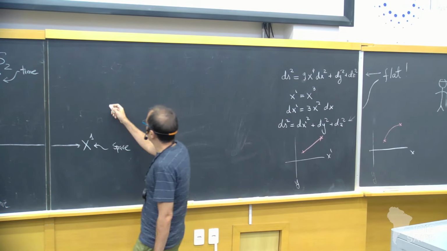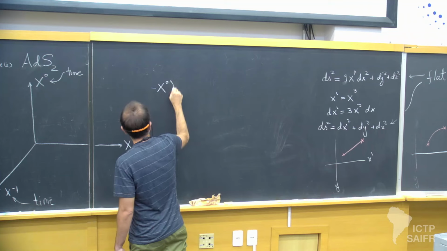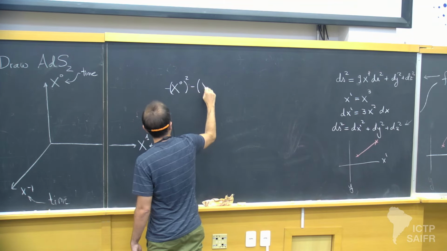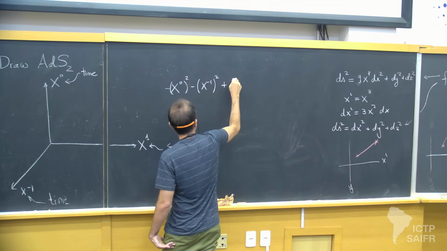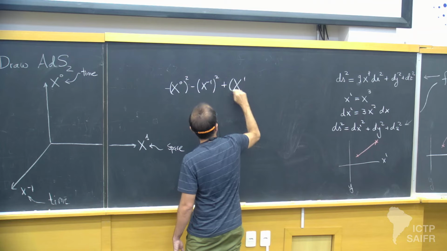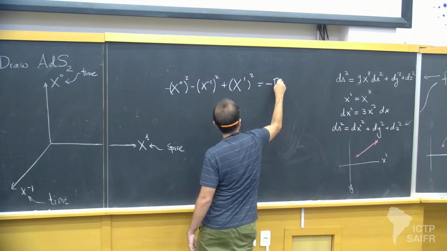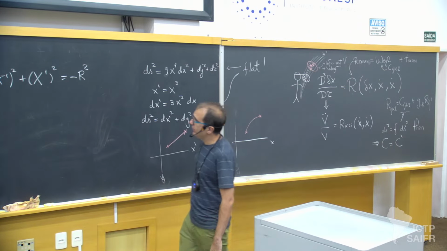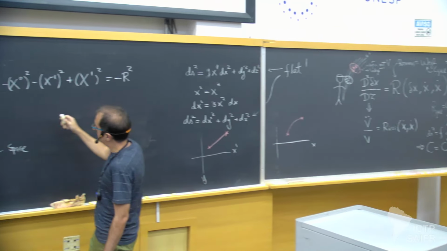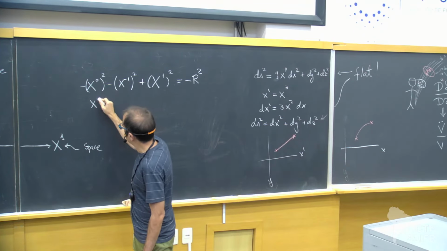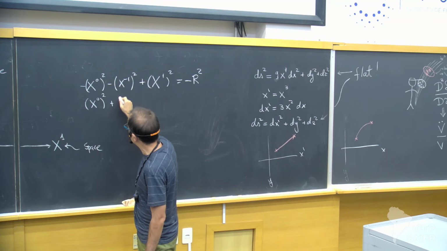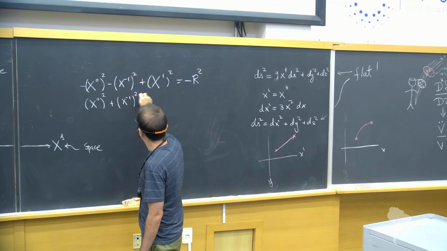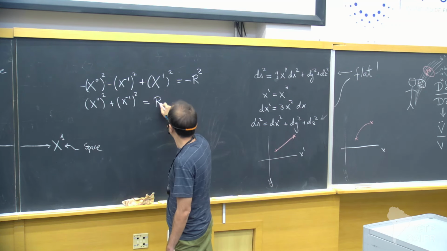And now we want to draw the surface minus x0 square minus x minus 1 square plus x1 square equal to minus r square. OK, so it's very easy to draw this surface. It's easier maybe to see it like this: just multiply everything by minus 1 and pass this to the other side.